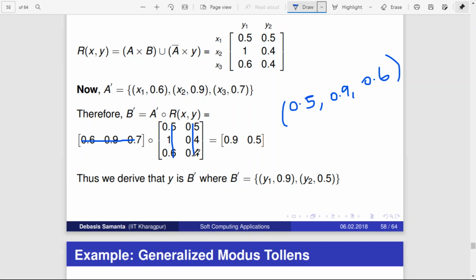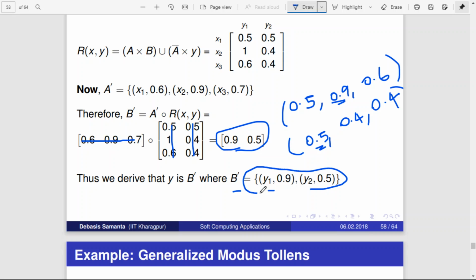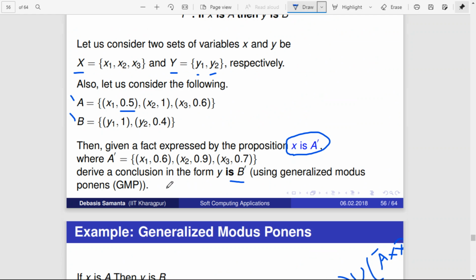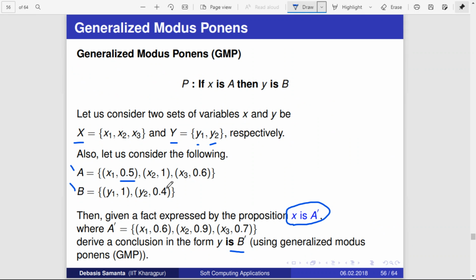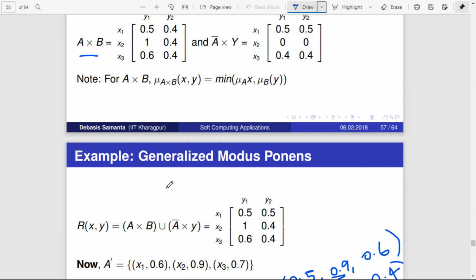Similarly, now do the second column. 0.6, 0.5, the minimum is 0.5. 0.9, 0.4, the minimum is 0.4. 0.7, 0.4, the minimum is 0.4. And the maximum of this is 0.5. So this is how we got 0.9 and 0.5. Okay. So B dash is y1 comma 0.9 and y2 comma 0.5, because B dash is defined over the universe Y. So this is how we infer a new rule from the given rules. Right? So this is an example on modus ponens.